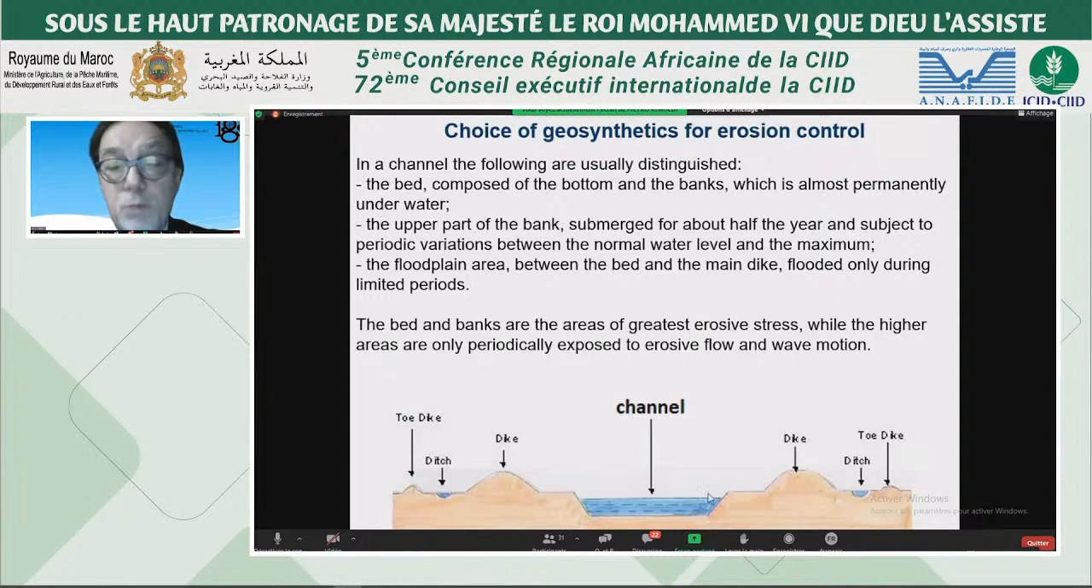on distingue le fond et les parties supérieures des accotements du canal ou de la rivière. Et ensuite, on a l'aire de l'overflow où s'effectue un flot érosif et un mouvement de superflu de la rivière de manière périodique.